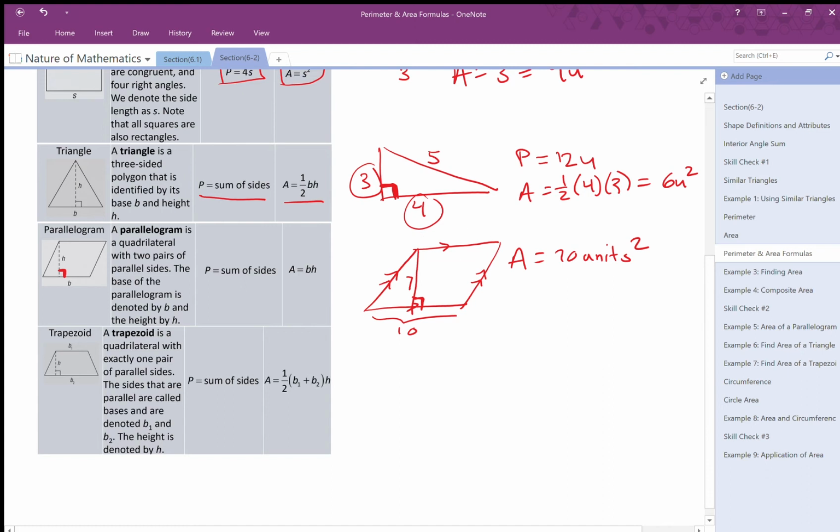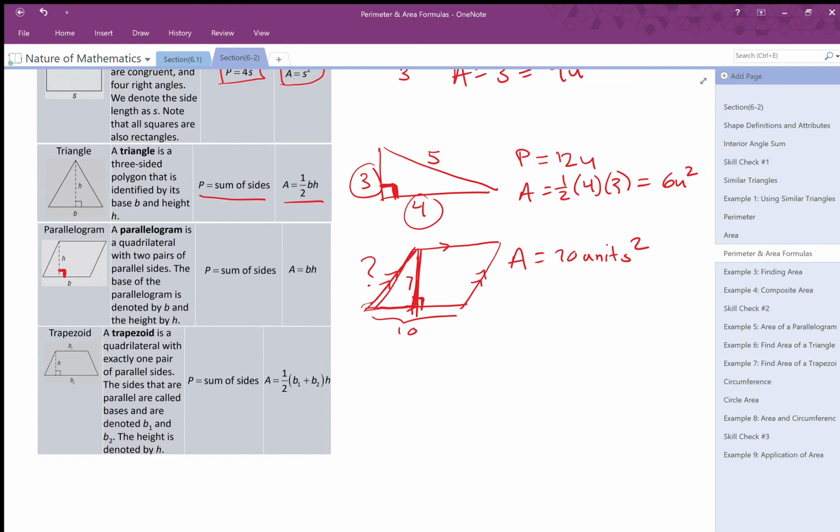In a problem like this, we would need a little bit more information to solve for the sides. But often what's required in a problem like this is to use this right triangle to find one of the parts of the parallelogram.